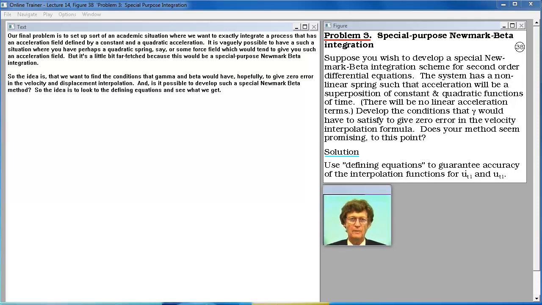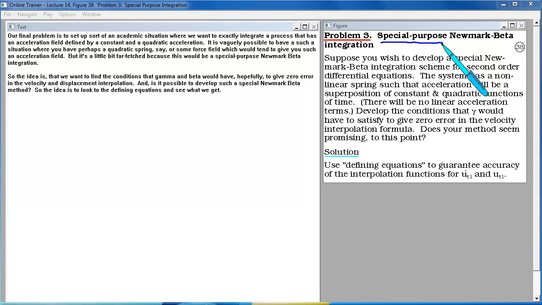Our final problem is to set up sort of an academic situation where we want to exactly integrate a process that has an acceleration field defined by a constant and a quadratic acceleration. It's vaguely possible to have such situations where you have perhaps a quadratic spring, say, or some force field which would tend to give you such an acceleration field. But it's a little bit far-fetched because this would be a special purpose Newmark Beta integration.